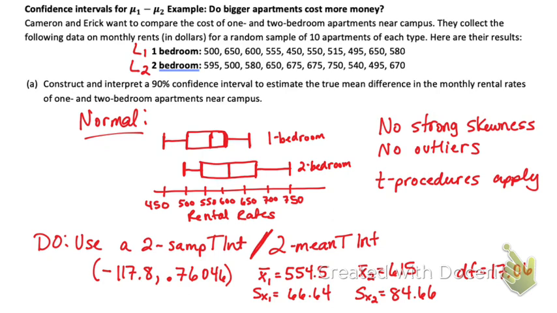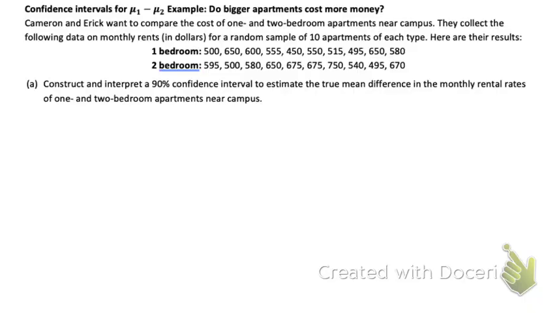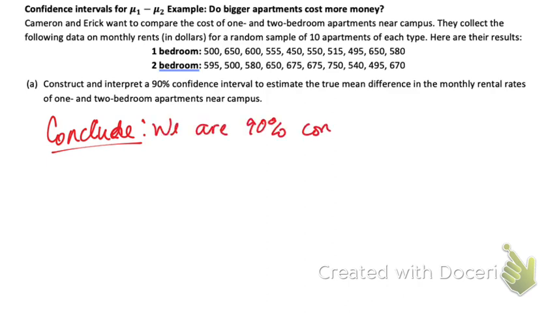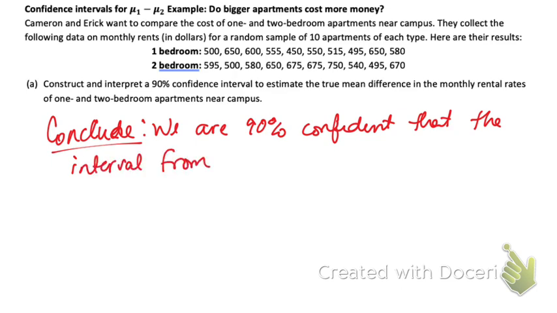What's left? Oh, wow. We already planned. It's time to conclude. Let's conclude. And how do we write the conclude statement for a confidence interval? We are 90% confident that the interval from negative 117 to point, now these are dollars, by the way. This is a difference in dollar amounts. To point, what was it?